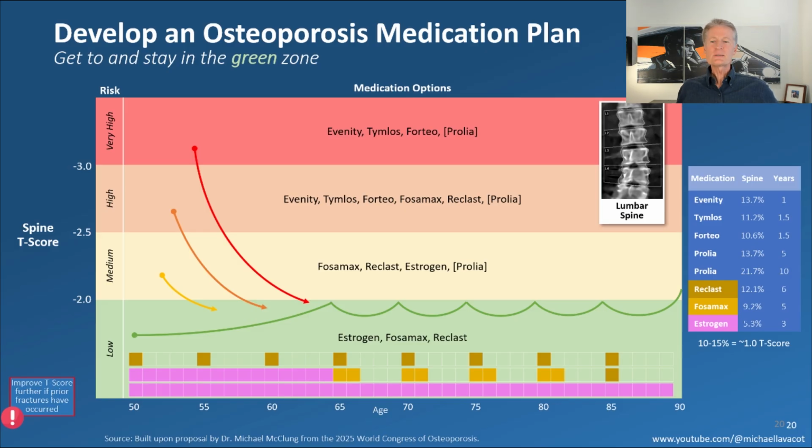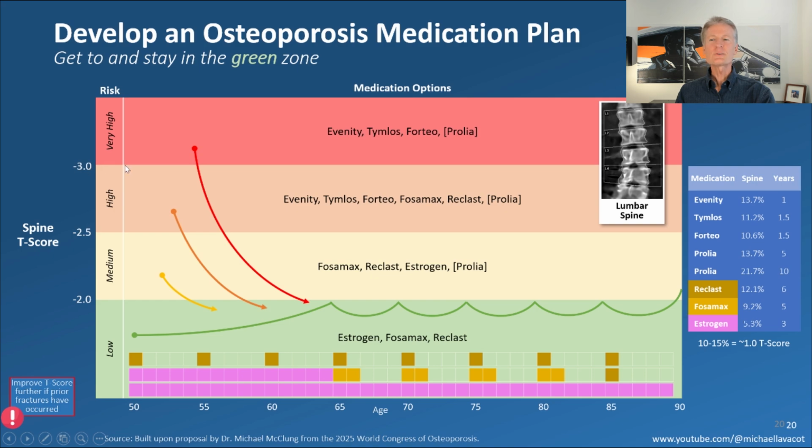All right, so this is a chart or picture that I built upon Dr. Michael McClung's chart that he pitched back in 2023, and then he updated it just last April. So I've built upon that. And what it shows is what your risk is based on T-score, right? Risk of fracture. And I've got it categorized here 4 different ways.